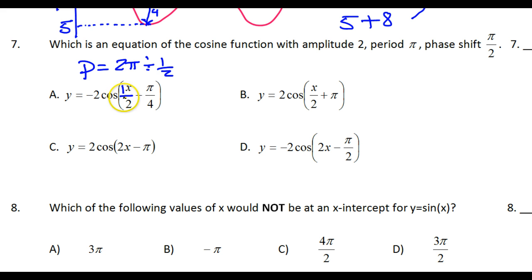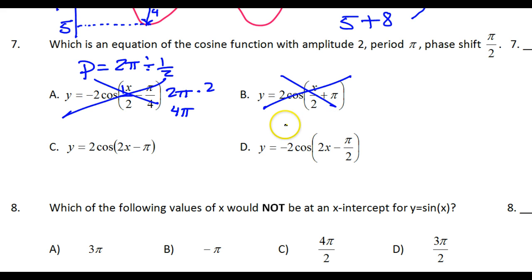Do you see it? But that would be 2 pi times 2. That would be 4 pi. So A has a period of 4 pi, not pi. So A is not the answer. Okay, this has the same b value, so that's not the answer either.